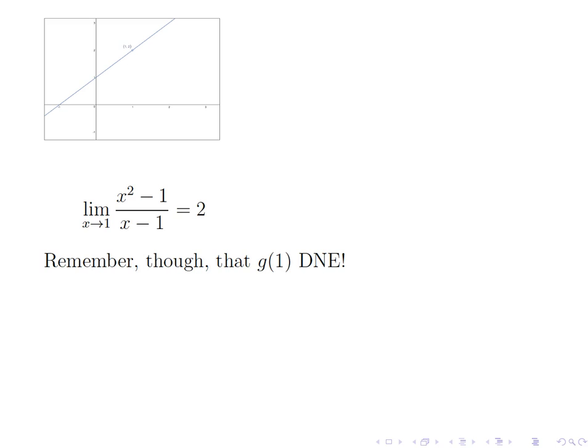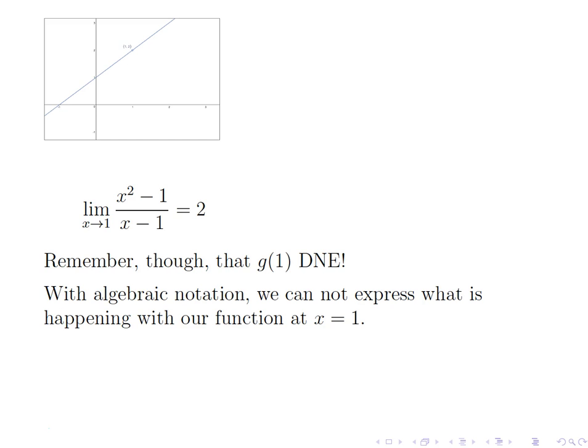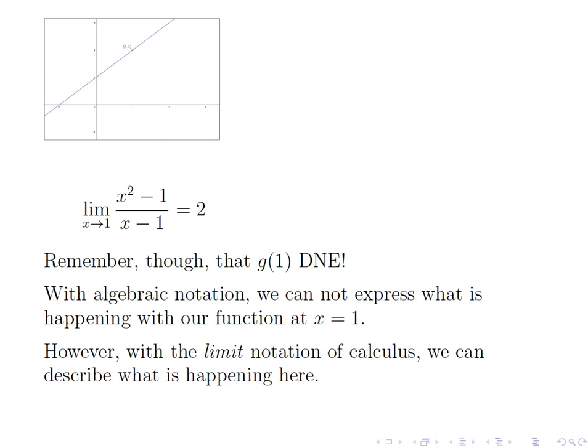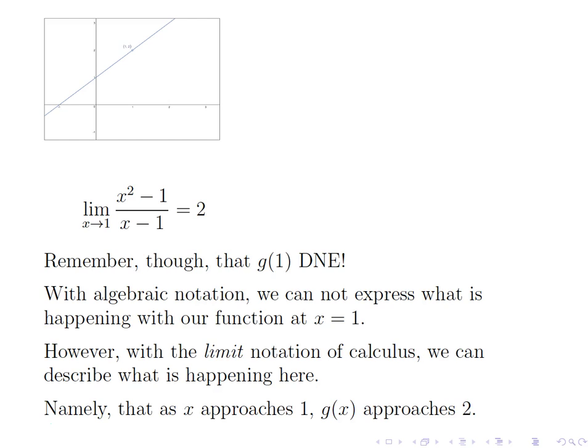Remember, though, that g of 1 does not exist. With algebraic notation, we cannot express what is happening with our function at x equals 1. However, with the limit notation of calculus, we can describe what is happening here. Namely, that as x approaches 1, g of x approaches 2.